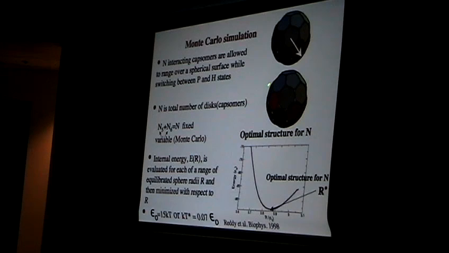And the other Monte Carlo move is that I switch between pentagons and hexagons. So if the energy goes lower, I accept the move. Otherwise, I accept it with the Boltzmann factor.